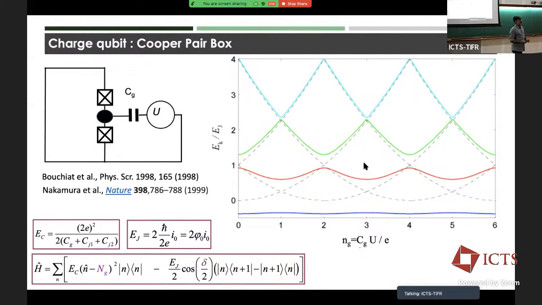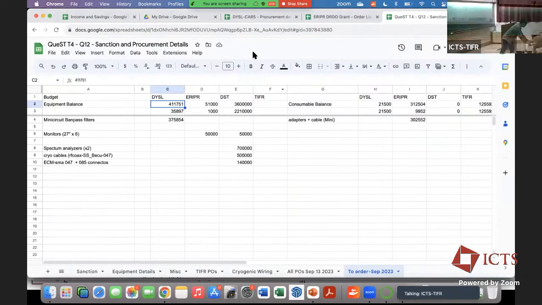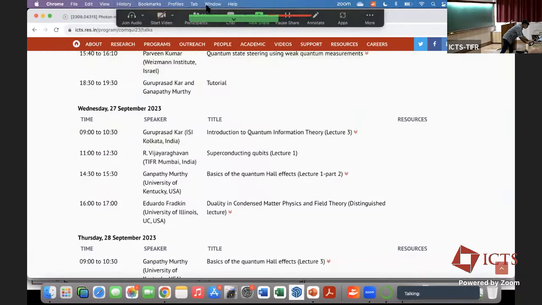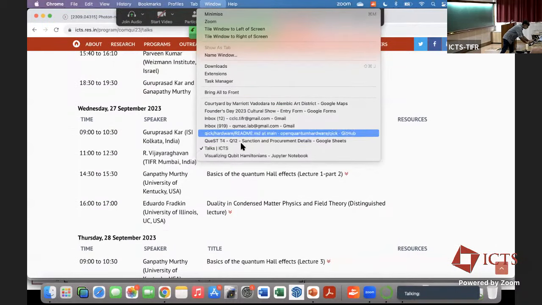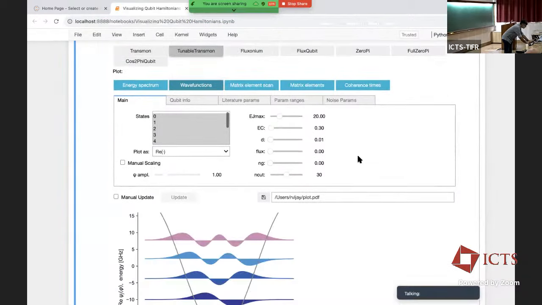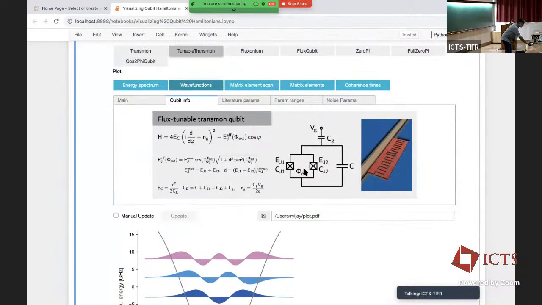There are other packages like this as well. So you can have, for example, what happens if these two junctions are not exactly identical. So they make small changes. So there is this thing called tunable transmon here, which has this asymmetry parameter, which is the asymmetry between the two junctions, and also how much flux bias you are applying. So you can see that it actually gives you the circuit here, it gives you the Hamiltonian, it gives a picture from literature.